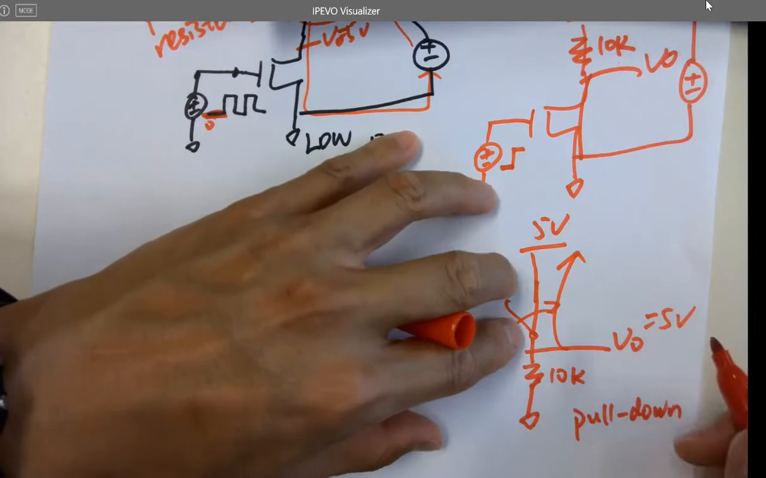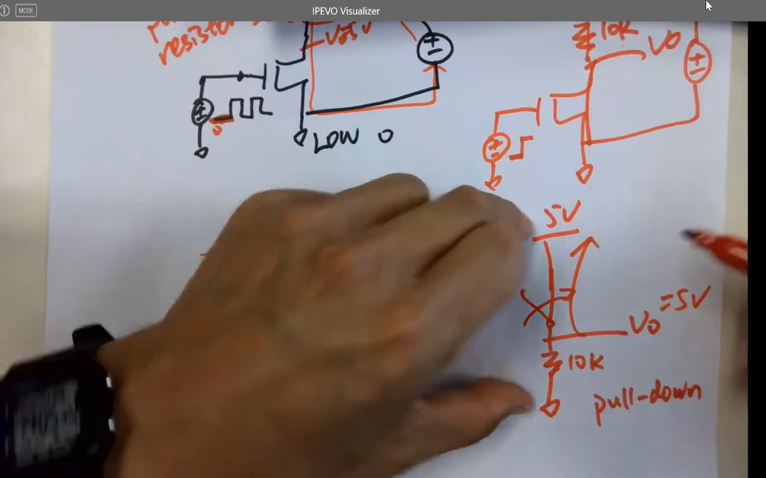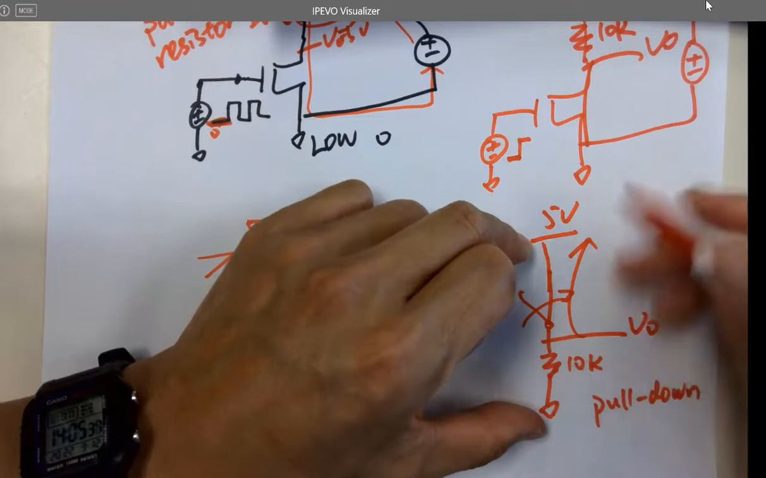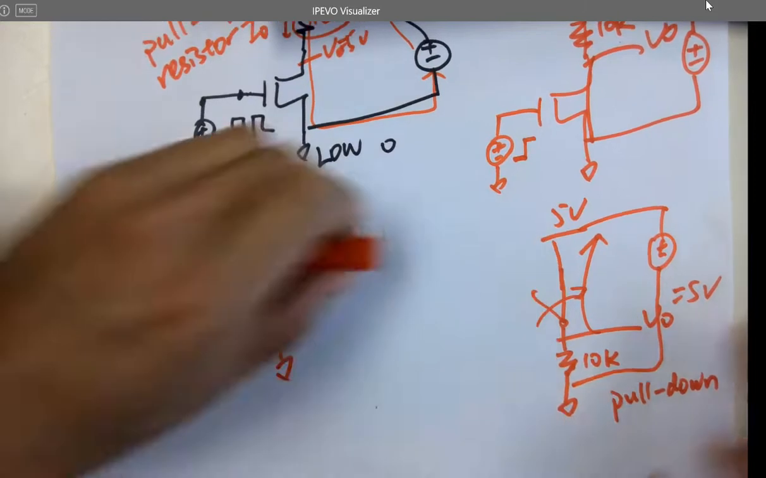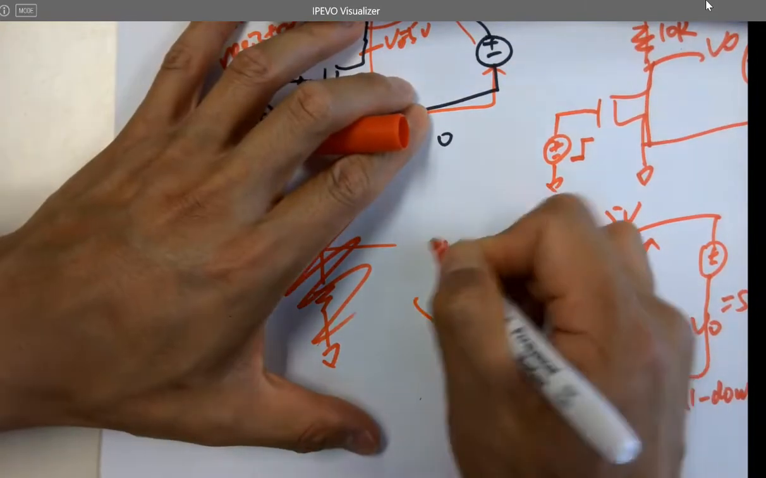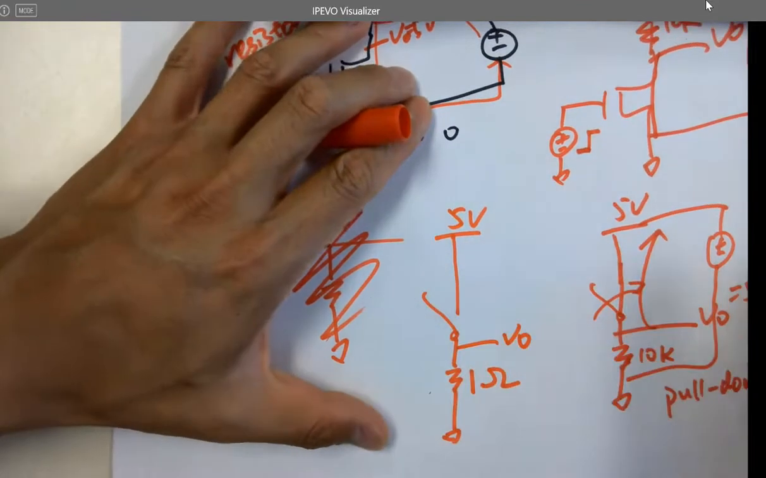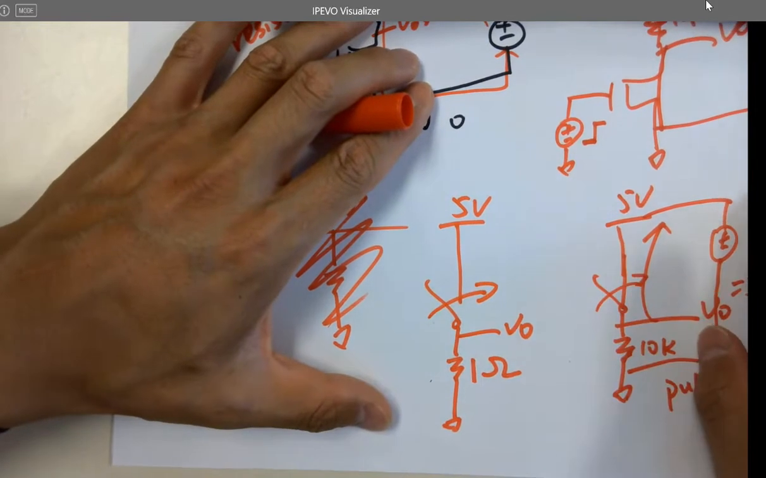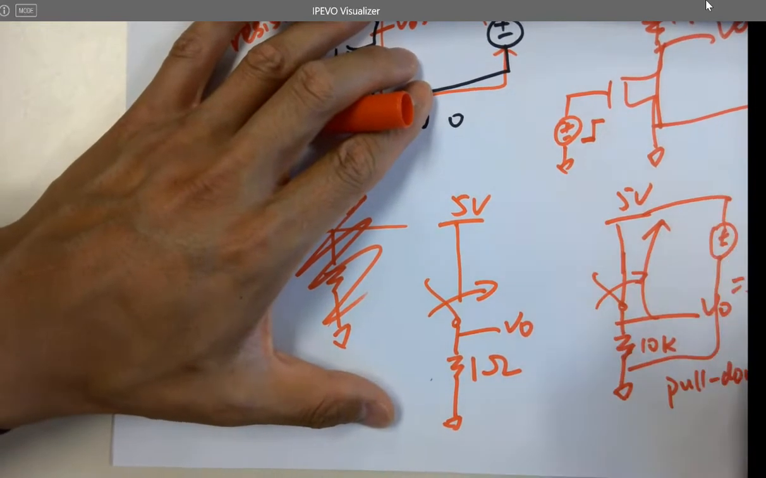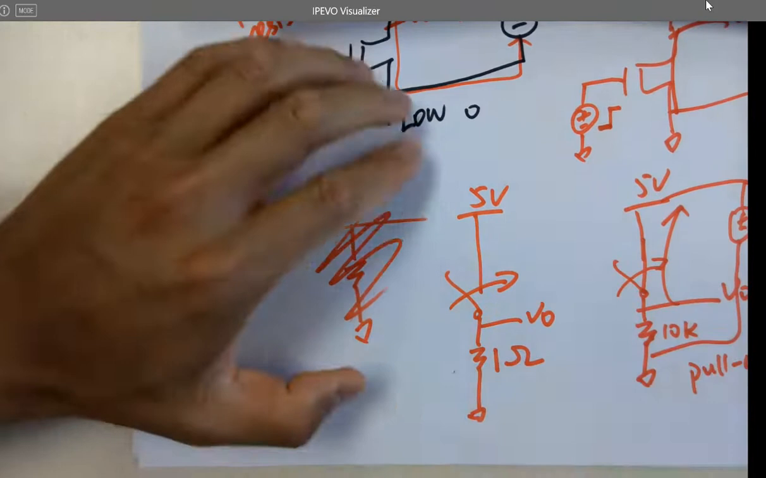Makes sense? Do you have current? If you close the switch, is there any current flowing in the circuit? Yeah, it's a circuit loop. 5 volts is a battery, right? Makes sense? So why don't we do that? If you close the switch, what's going to happen? Fire again. 1 ohm.